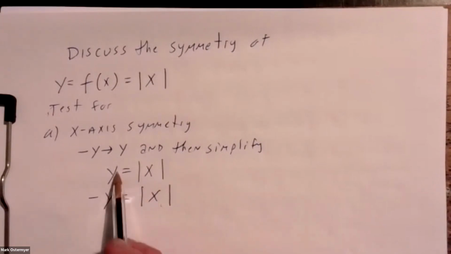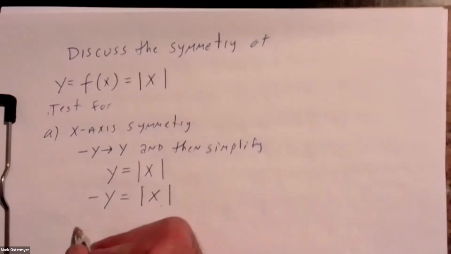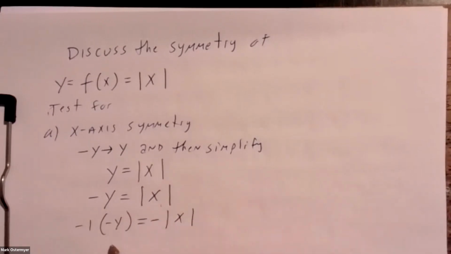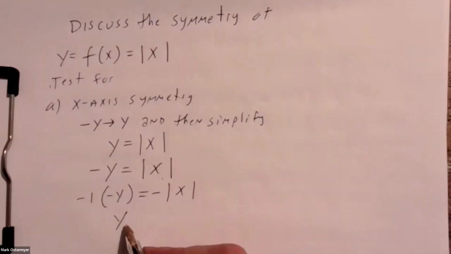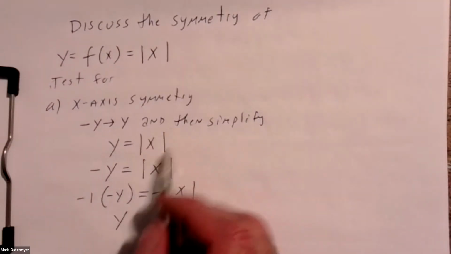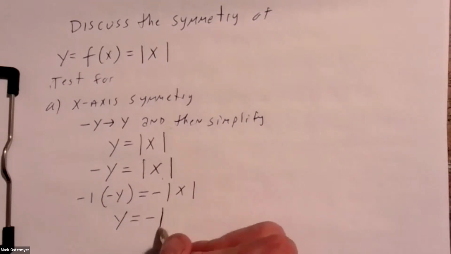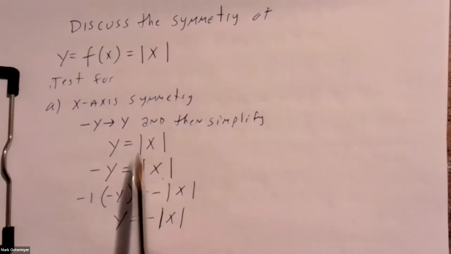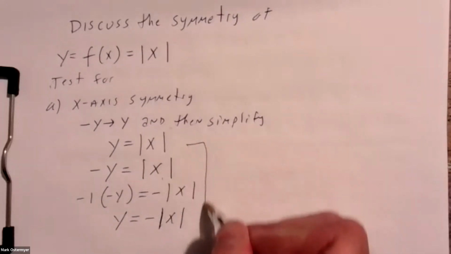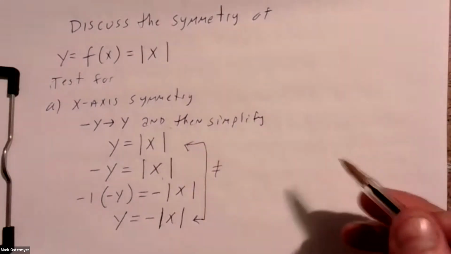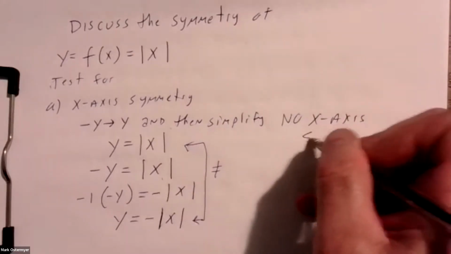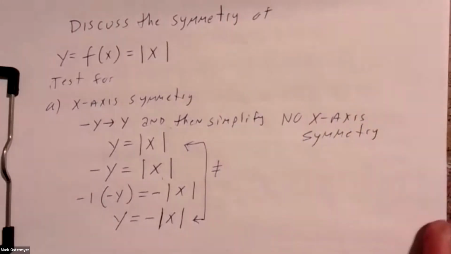Well, how can we do that? In order to get back positive y, I would have to multiply or divide both sides by -1. But then I have to multiply the right side by -1 also. I'd get my positive y back, but do I have the absolute value of x on the right side? The answer is no. So when I replace y with negative y and try to simplify, I cannot get my original equation back. Because of that, we say there is no x-axis symmetry. This graph is not symmetric with respect to the x-axis. Doesn't work.